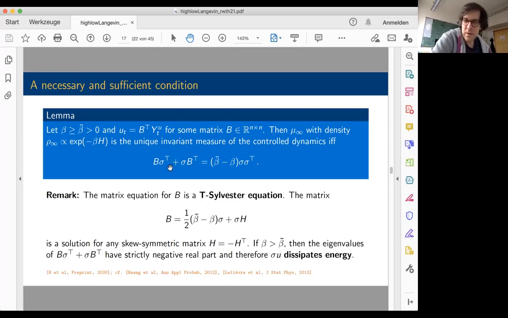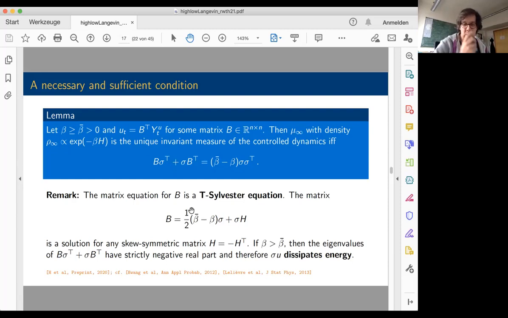So it looks a little bit like a Lyapunov equation that appears, for example, when you compute the covariance matrix of a Gaussian process or Gaussian linear SDE. You will see equations of this form, but this is slightly different in this case. So this is not exactly a Lyapunov equation because of the form on the left-hand side of the equation. This is what is called a T-Sylvester equation. And also, unlike Lyapunov equations, these T-Sylvester equations don't have unique solutions in general.